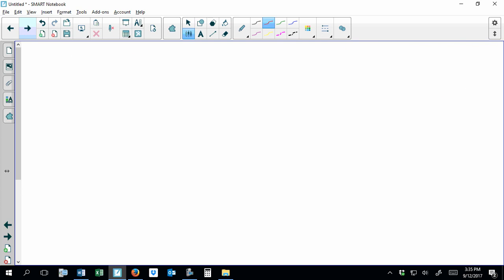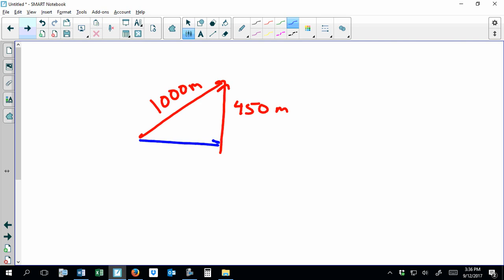Let's say we had a problem that said, all right, a man walked a distance of 1,000 meters in a straight line, and he ended up 450 meters north of where he started. How far west, or east, I'm sorry, did he get from where he started? So now instead of looking for the hypotenuse, we can actually find one of the legs. Again, we use the Pythagorean theorem. Legs get plugged in for A or B.